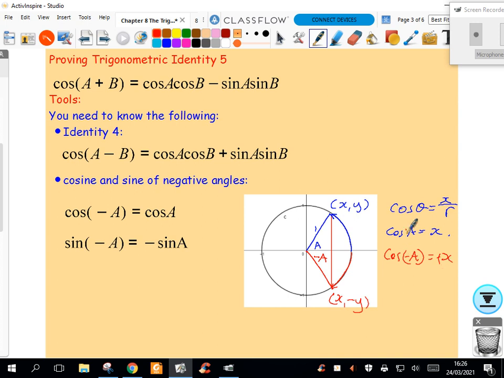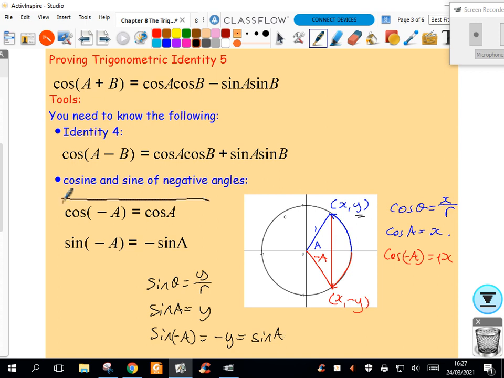If I think about my sine ratio, the sine is defined in general as being y over r. In this case, on the unit circle, sine A is going to be the y coordinate up here divided by 1, which is just y. And sine of negative A is going to be, well, the y coordinate down here is actually the negative of that. That's negative y, which is, of course, the negative of sine A. So these things should make sense. But you've got to know them. They're on page 13 of your tables. So let's look at the proof.